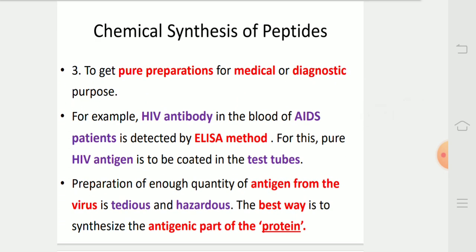Number 3, to get pure preparations for medical and diagnostic purposes. For example, HIV antibody in the blood of an AIDS patient is detected by the ELISA method. For this, pure antigen from HIV is to be coated in the test tube. Preparation of a quantity of antigen from the virus is tedious and hazardous. The best way is to synthesize the antigenic part of the protein.